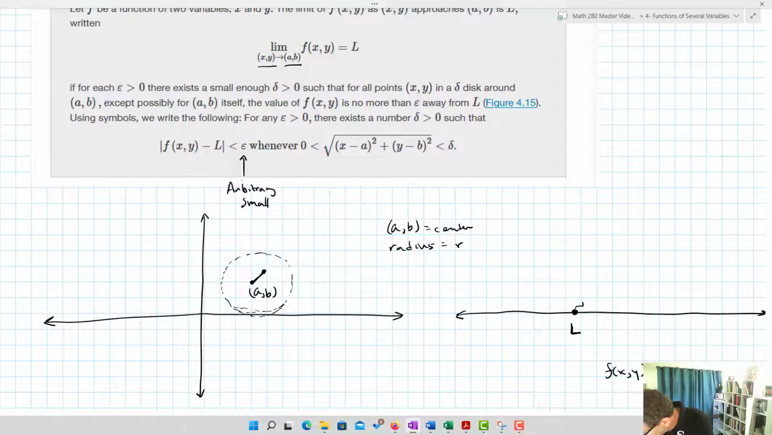If I go epsilon away from that limit, somewhere epsilon inside of that limit, and say, for example, this is f(x, y) equals L plus epsilon.